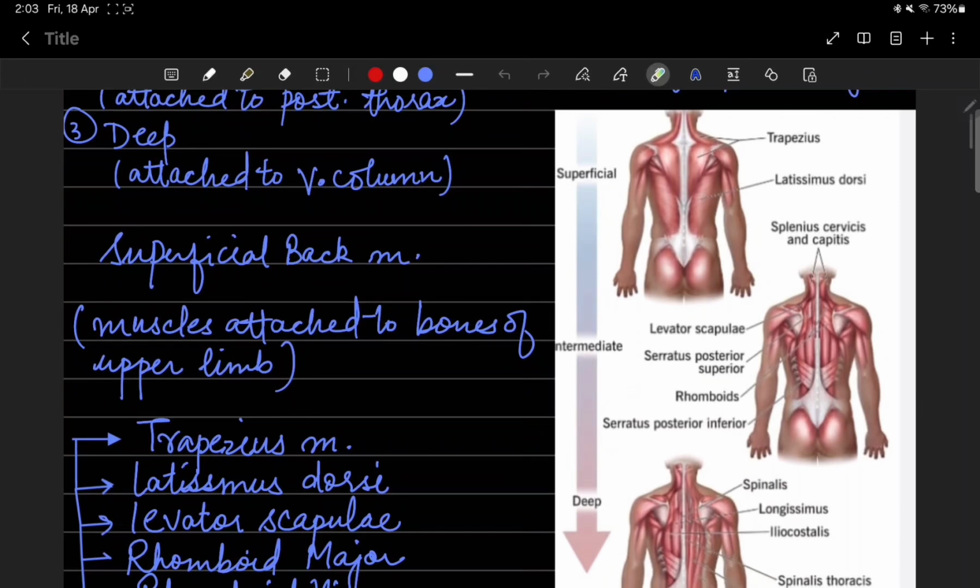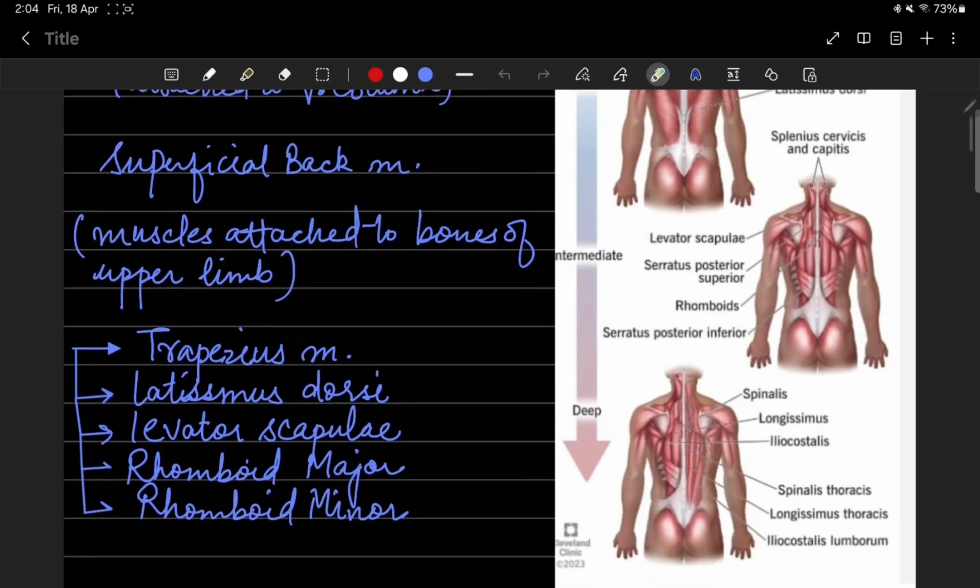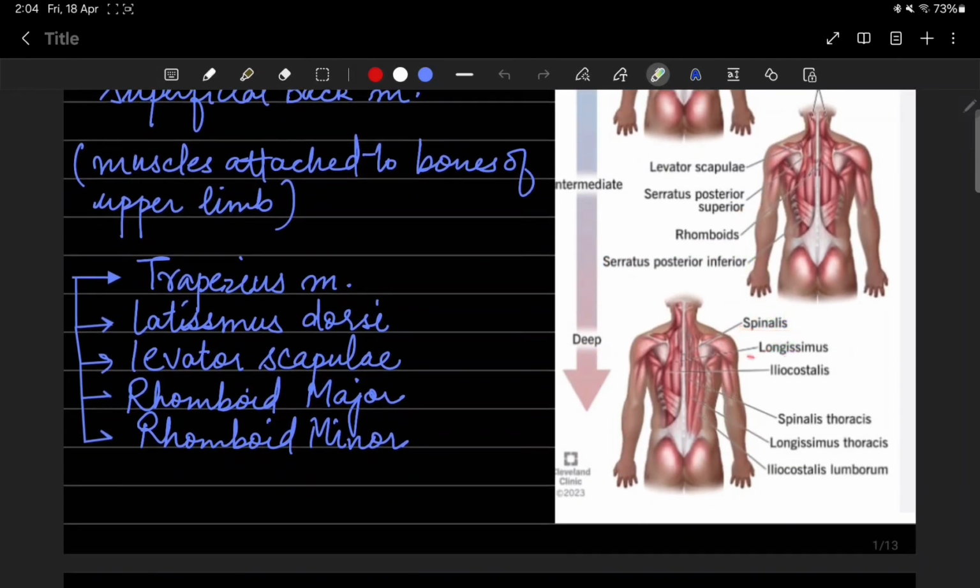So, moving ahead, superficial back muscles, these are the muscles that are attached to the bones of the upper limb. Here we can see examples of the superficial muscles: trapezius muscle, latissimus dorsi muscle. Then the intermediate muscles, here are the examples: levator scapulae muscle, serratus posterior superior, rhomboids, serratus posterior inferior, and in the deepest part, deep back layer: spinalis, longissimus, iliocostalis, spinalis thoracis, longissimus thoracis, iliocostalis lumborum. These are its examples. So, in superficial back muscles, we are going to study the trapezius muscle, latissimus dorsi muscle, levator scapulae, rhomboid major and rhomboid minor.